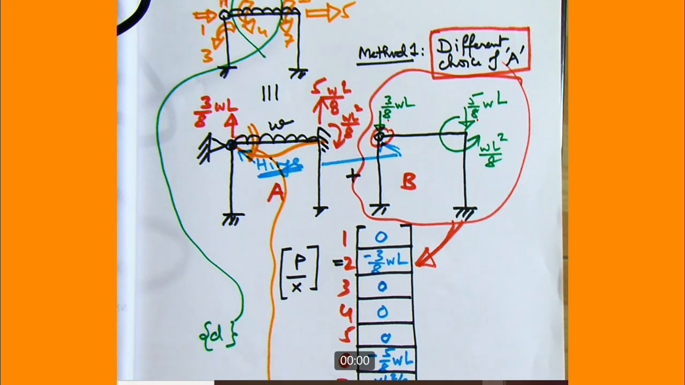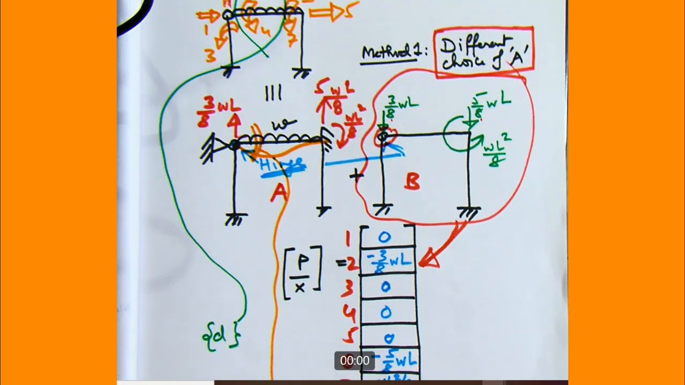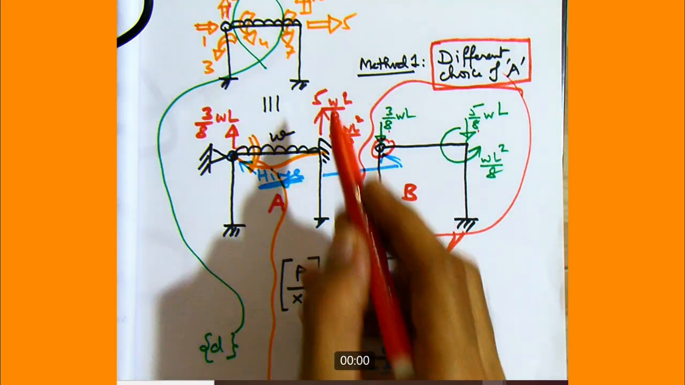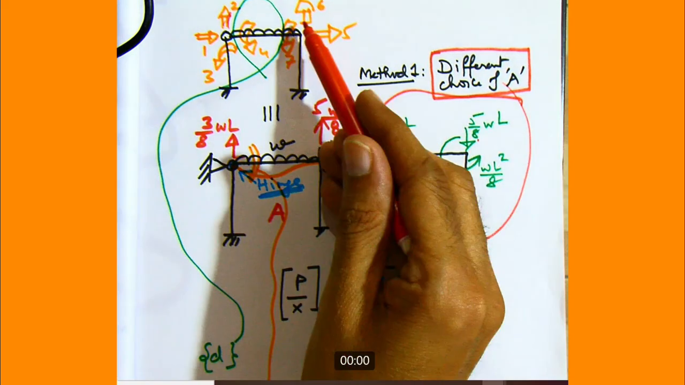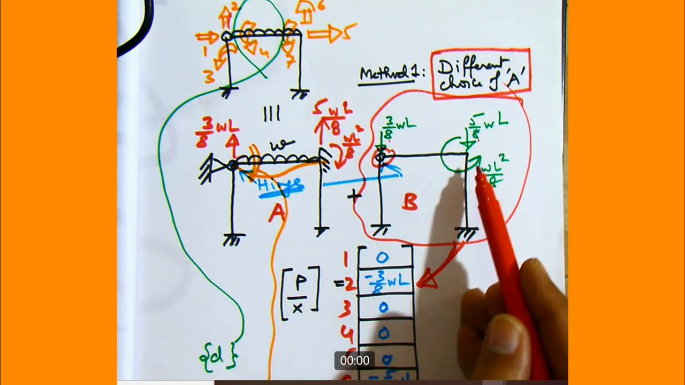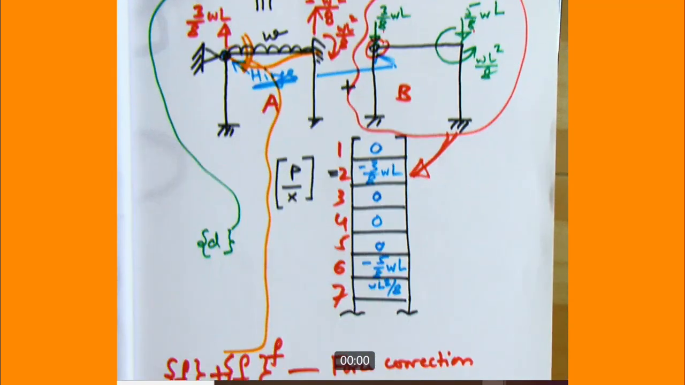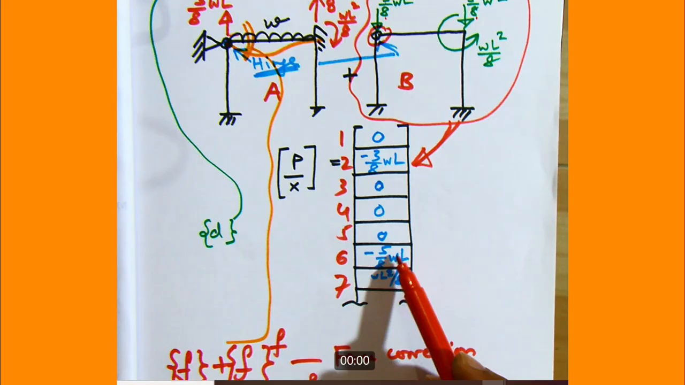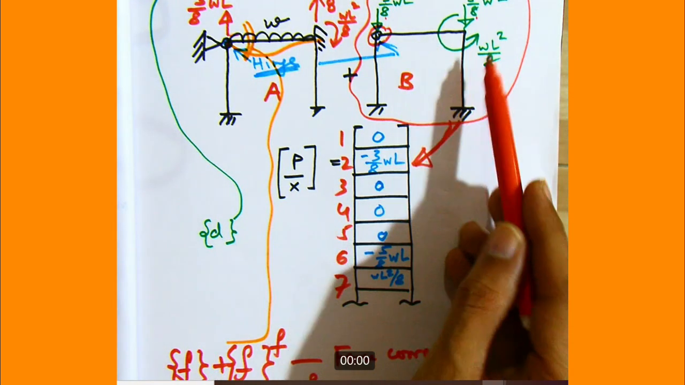Fifth degree of freedom, any load? Where is the fifth degree of freedom? It is here, horizontal. So no load. Sixth degree of freedom is vertical up. So for the sixth degree of freedom, the load is 5 by 8 WL down. So it is minus 5 by 8 WL. And for the 7th degree of freedom, we have WL square by 8 positive. So is this clear?